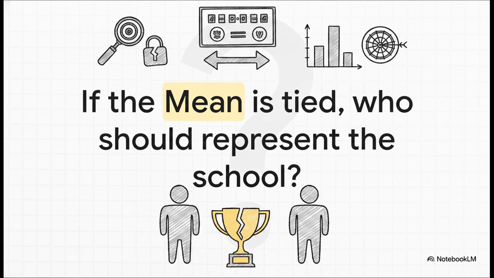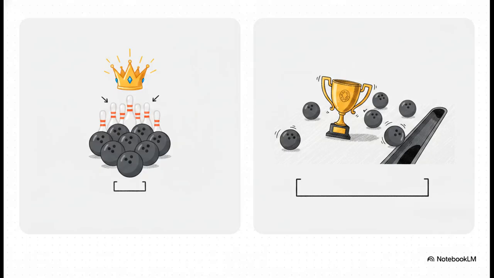This scenario perfectly proves that the mean isn't always enough to settle an argument. We need another tool in our detective kit to break the tie and make a smart prediction about who is actually going to perform better on the big day. Let me introduce you to our secret weapon, range. The range is simply the largest value minus the smallest value.